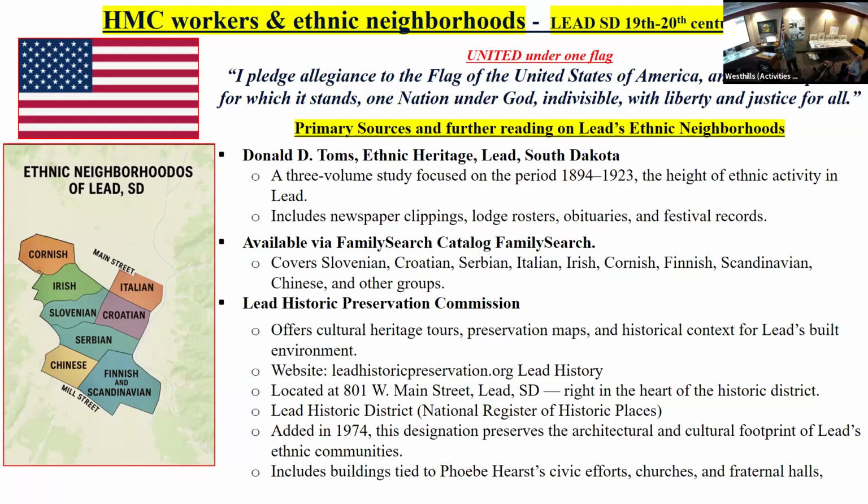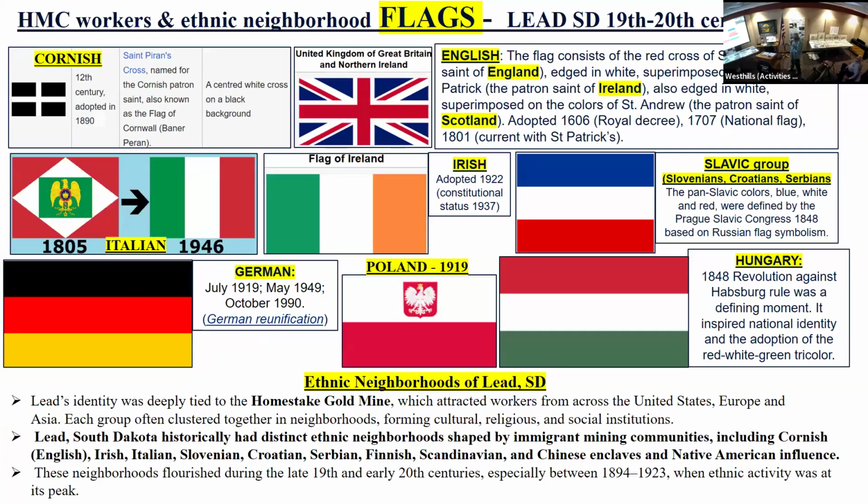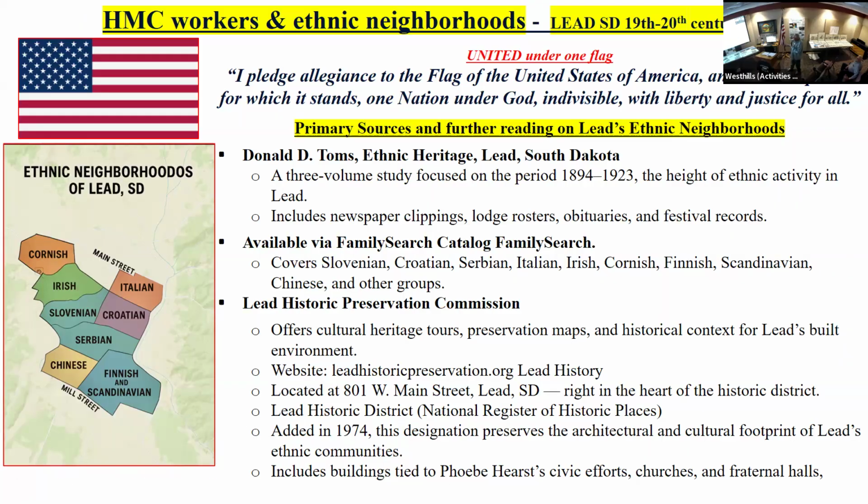But I researched many different places, and the ones that I'm giving credit for, there are others, was Don Toms' Ethnic Heritage of Lead, South Dakota. It's a 3-volume study focused on that period. And it includes newspaper clippings, lodge registers, obituaries, and festival records. Don has done a lot of wonderful historical work up in Lead for the Mining Museum. Family search catalogs, Lead Historic Preservation, and let's see, did I miss out?